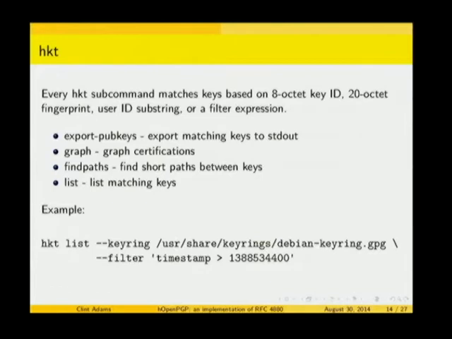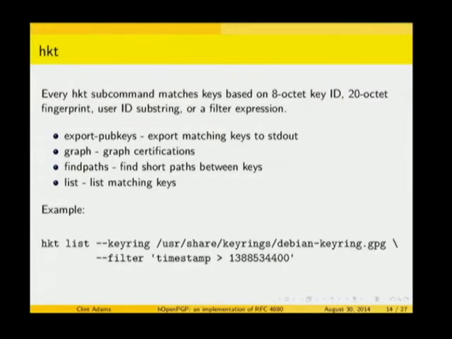So an example of HKT is we can take the Debian keyring and list all keys with a creation time greater than January 1st of this year. So you can see all the keys in the Debian keyring that were created this year.